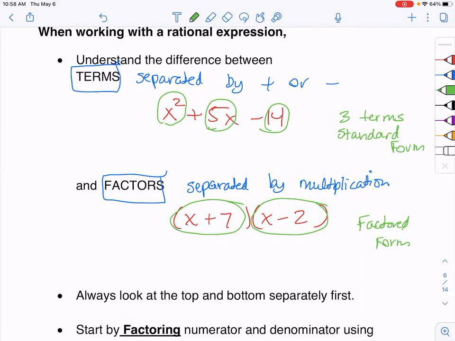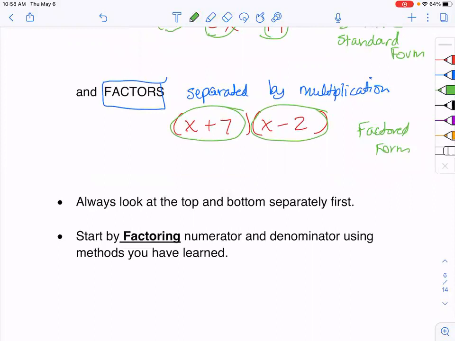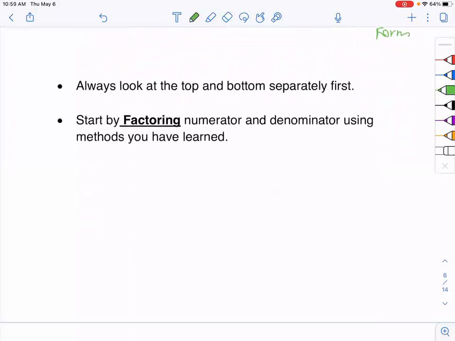Always look at the top and bottom separately first. Don't just jump in and start trying to cancel things without factoring the top and bottom separately first. Just like when we looked at that number 17/14, it's not reducible, but we need to look at it and say, can I factor it and find anything that I can reduce first? And so if you can't find anything that factors out of it, then you can't reduce it. So start by factoring the numerator and the denominator separately using methods that we've learned. And so we'll be reviewing some of those factoring methods today.